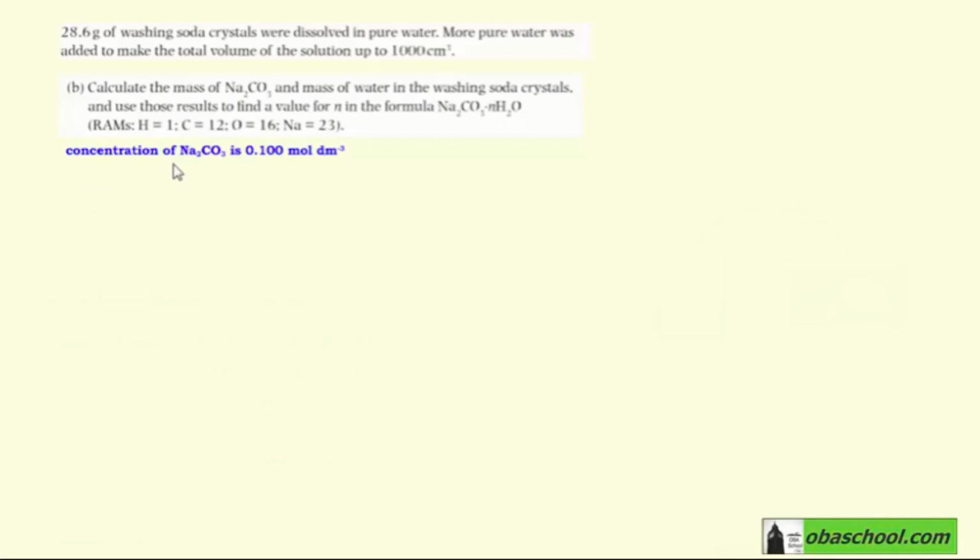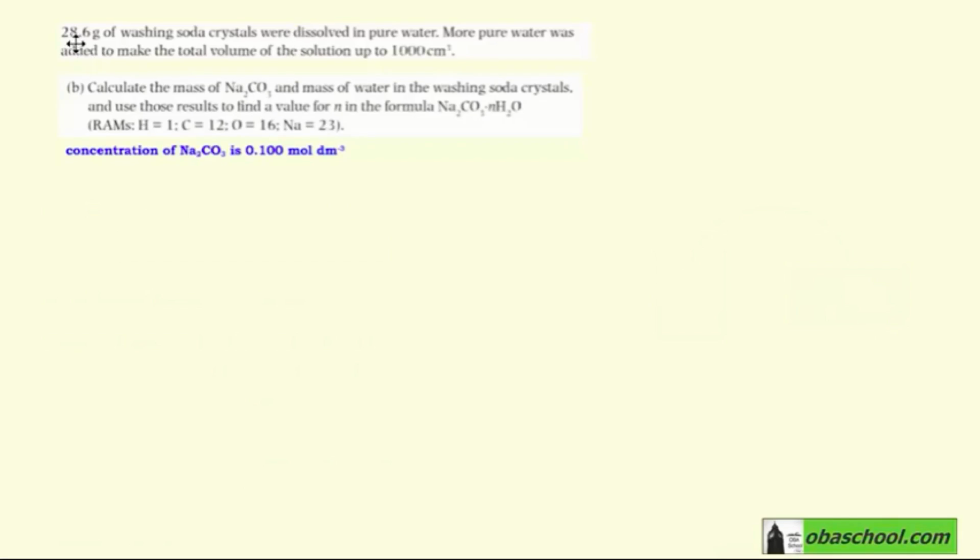It is 0.100 moles per decimeter cubed. So now let us start with part B. We have to find the mass of sodium carbonate. Let's go back and read the given.